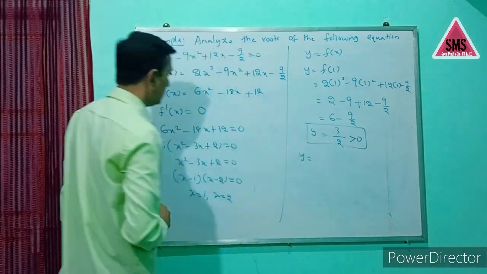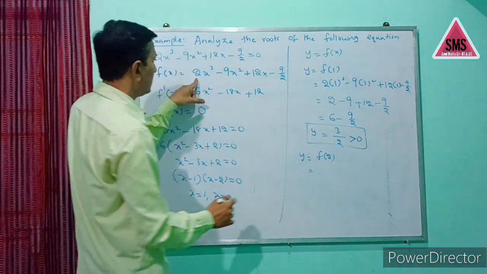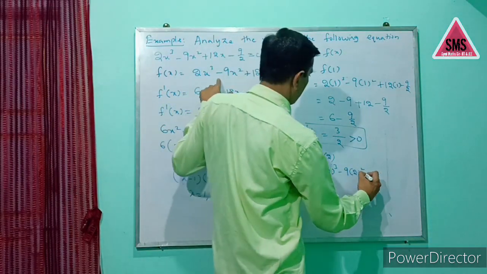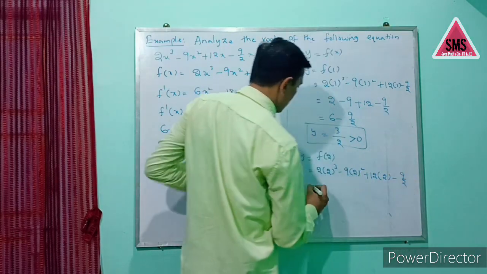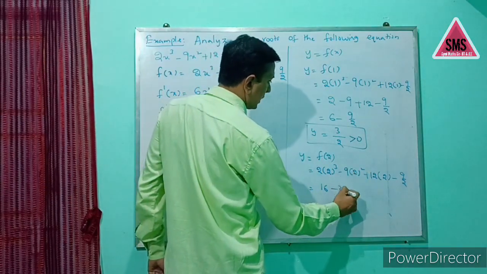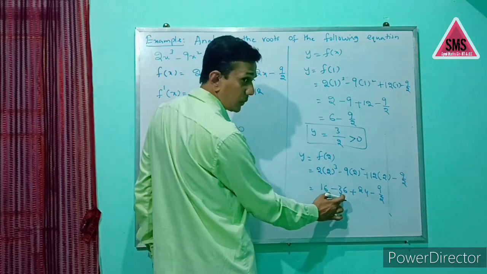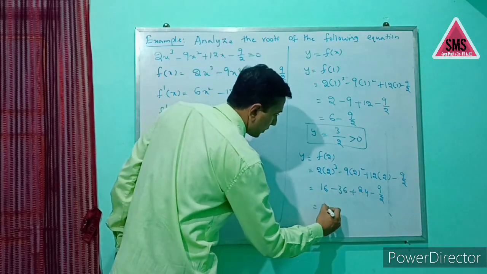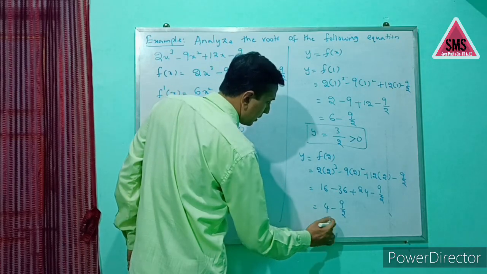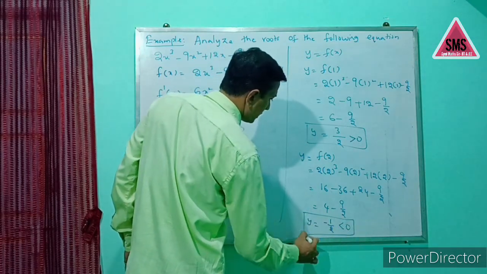Similarly, y is equal to f of 2. So at x equal to 2, what will happen to this function? 2 into 2 cube, minus 9 into 2 square, plus 12 into 2, minus 9 by 2. 2 cube is 8, 2 eights are 16. 2 square is 4, 4 nines are 36, 12 twos are 24. 16 minus 36 is minus 20, plus 24 is 4, minus 9 by 2. 2 fours are 8, 8 minus 9 is minus 1 by 2. It is less than 0.